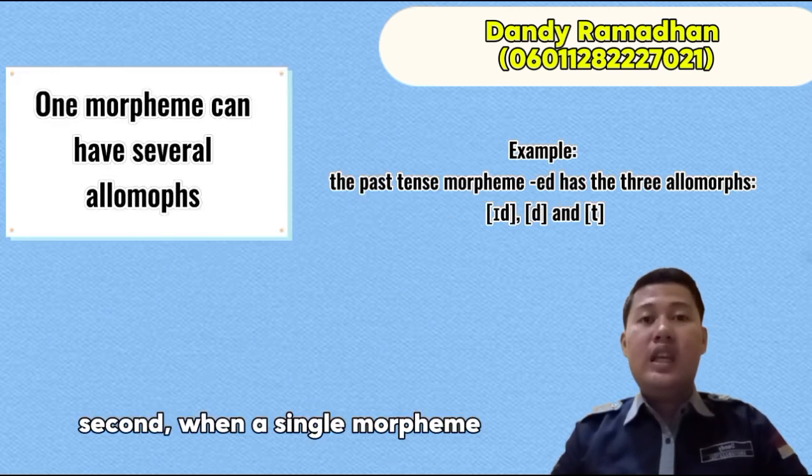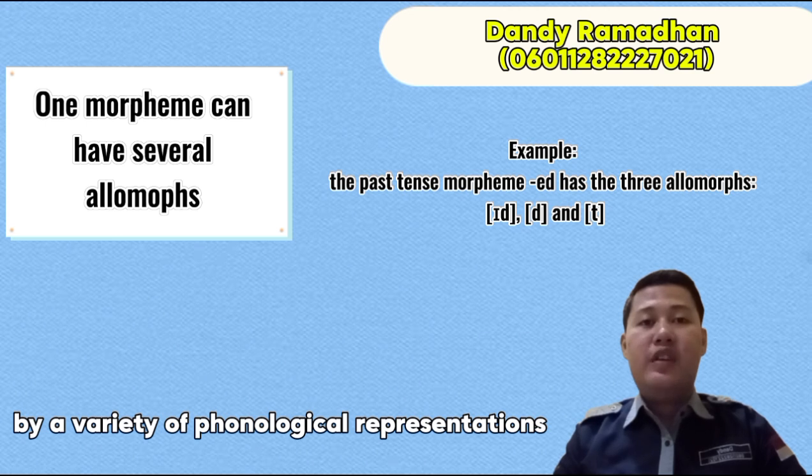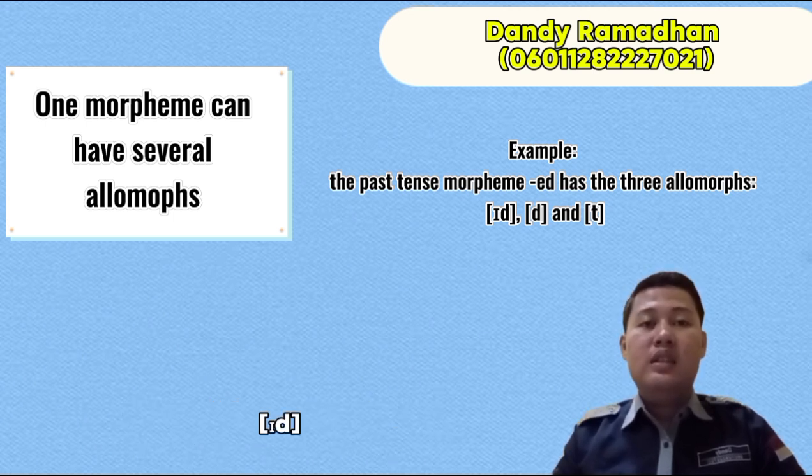Second, when a single morpheme may be represented by a variety of phonological representations. For example, the past tense morpheme ed has the three allomorphs id, d, and t.